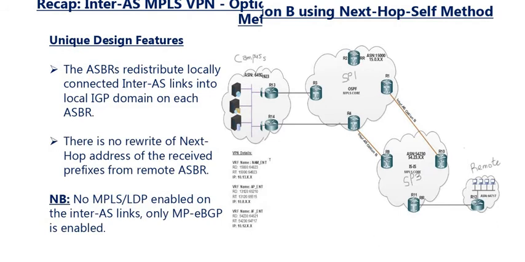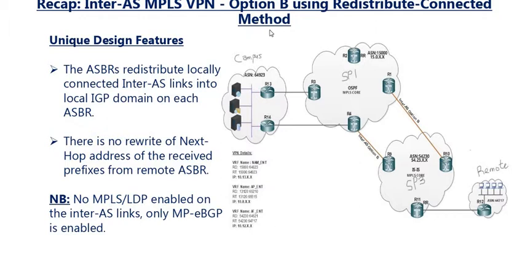The next here is the redistribute connected method, and the unique design feature here shows that in this case, the ASBR distributes the locally connected inter-AS link into the IGP for the local domain or the local AS, as you may see. And so this is the mechanism that works in this option B using the redistribute connected method.